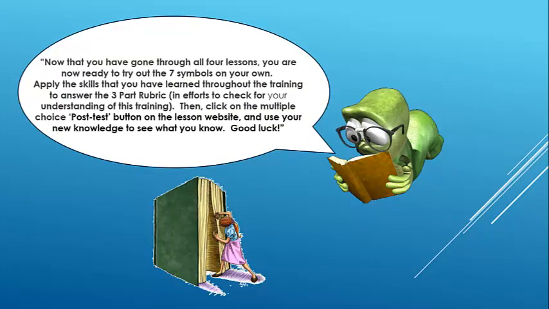Now that you have gone through all 4 lessons, you are now ready to try out the 7 symbols on your own. Apply the skills that you have learned throughout the training to answer the 3-part rubric and check for your understanding of this training. Then click on the multiple choice post-test button on the lesson website and use your new knowledge to see what you know. Good luck.